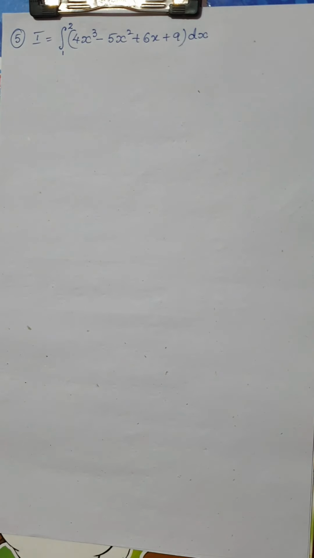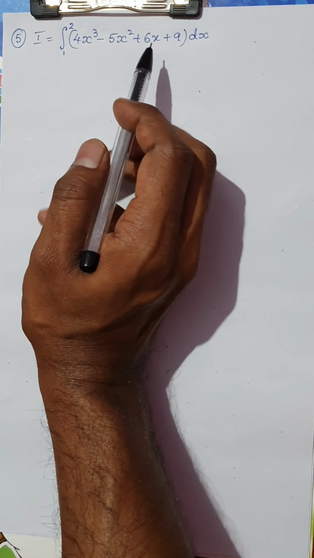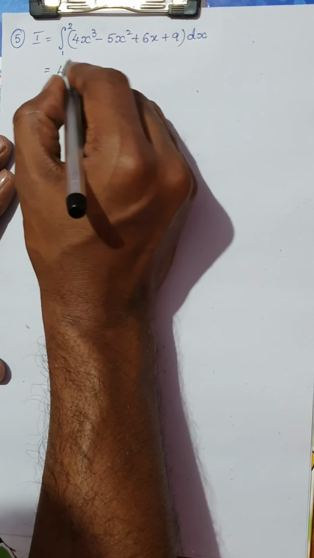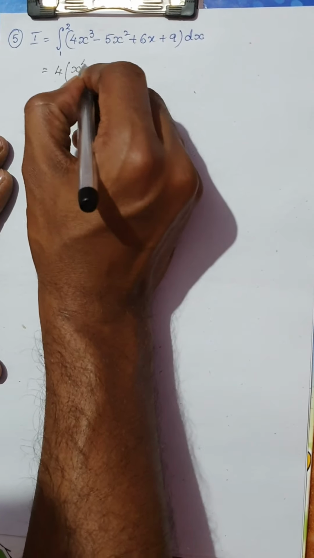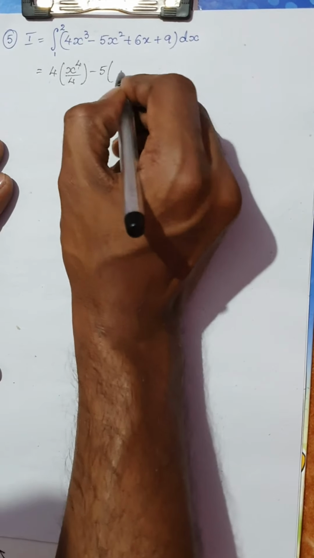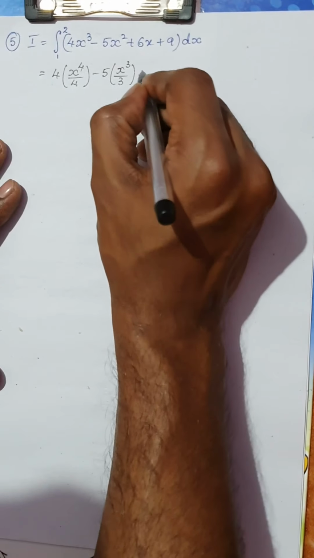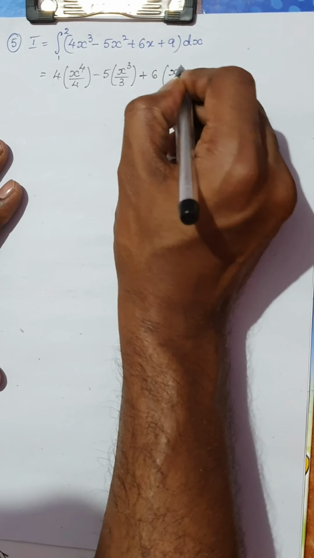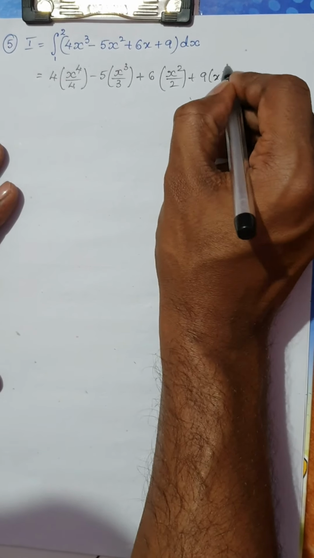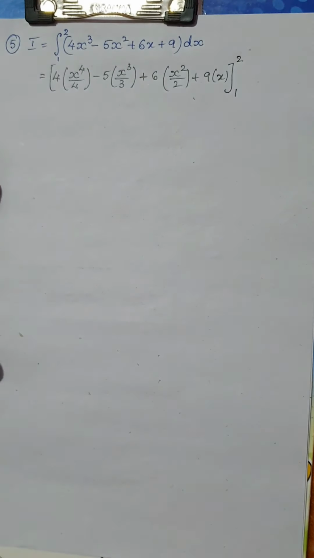Consider the next question. We have the integral from 1 to 2 of 4x cube minus 5x square plus 6x plus 9. Okay. Let's start the integration now. Now we know 4 is a constant. Let's keep it outside. Integral of x cube would be x power 4 divided by 4. Okay. Minus, again 5 is a constant. Integral of x square would be x cube divided by 3, plus 6 is a constant. Integral of x is x square divided by 2, plus 9 is a constant, and integral of 9 is nothing but 9x. This is integrated within the limits 1 to 2.